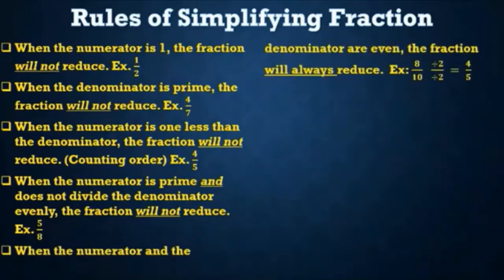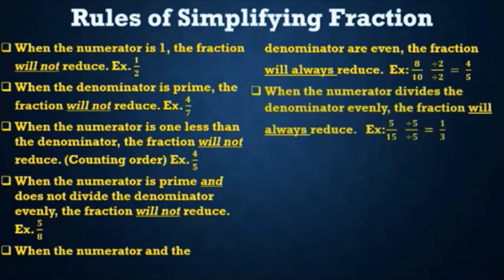So our fifth rule is that when the numerator and the denominator are even, the fraction will always reduce. So first, to reduce 8 by 10, we will have to find out the HCF of 8 and 10. That is 2. So then we will have to divide 8 by 2 and 10 by 2. When we divide 8 by 2, we will get 4, and when we divide 10 by 2, we will get 5. So when we simplify 8 by 10, we will get 4 by 5.